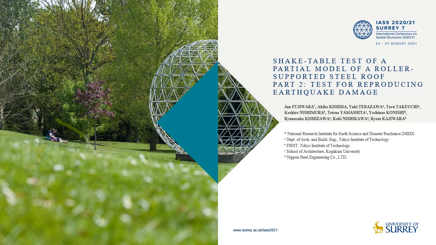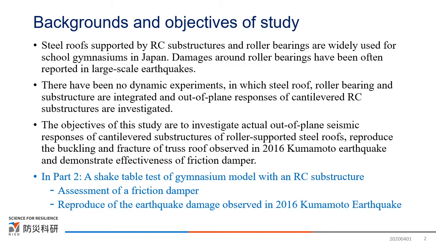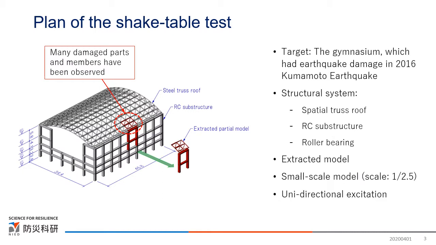The title of my presentation is Shake Table Test of a Partial Model of a Roller-Supported Steel Roof, Part 2, Test for Reproducing Earthquake Damage. In Part 2, I report a shake table test of a partial gymnasium model with an RC substructure. The objectives of the test are to assess a friction damper and reproduce the seismic damage observed in the 2016 Kumamoto earthquake. In this slide, you can see the shake table test plan.